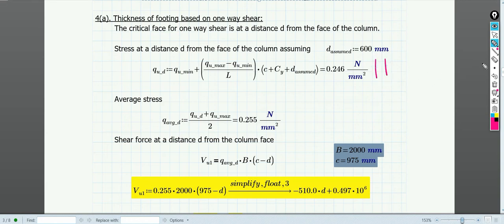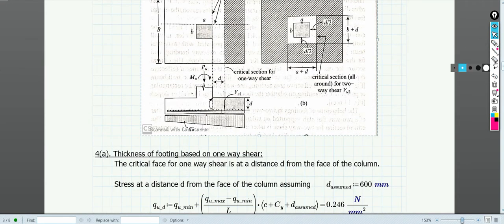So here in this figure you can see, at the distance D, this is nothing but Q U D, this is Q max. So we have to find out the area into, we have, this is L, right? This is L.